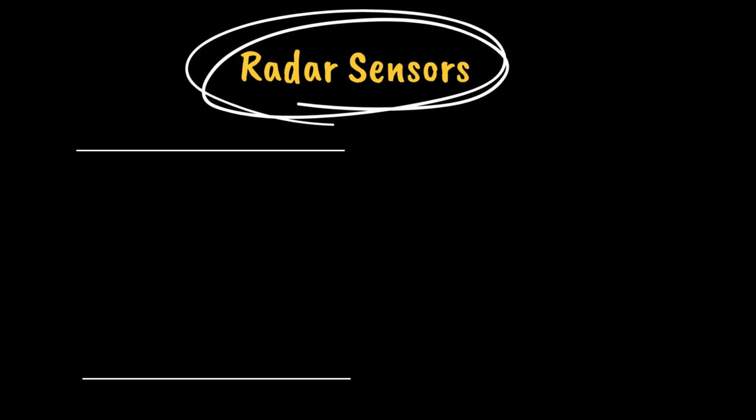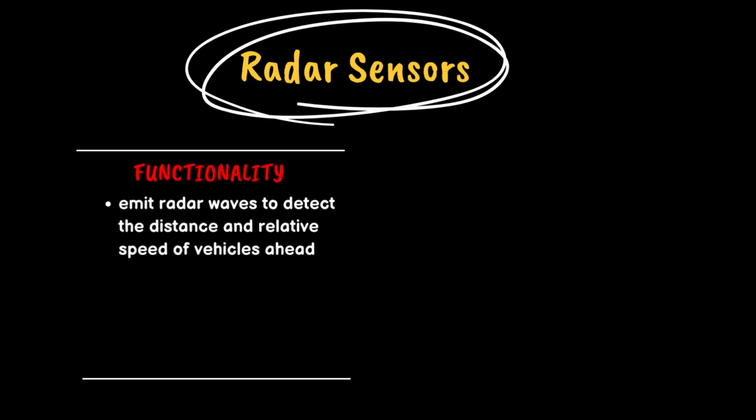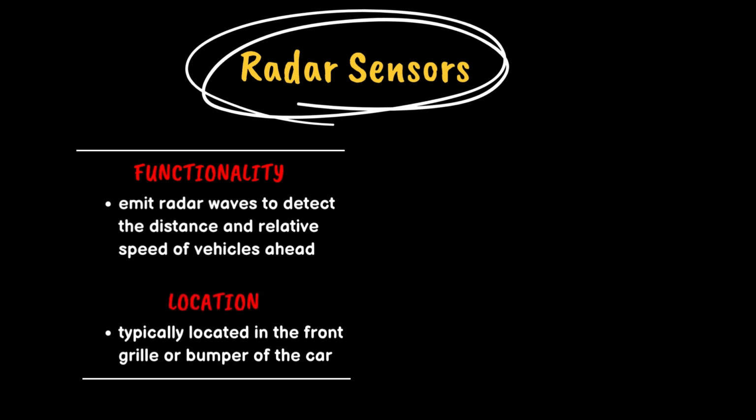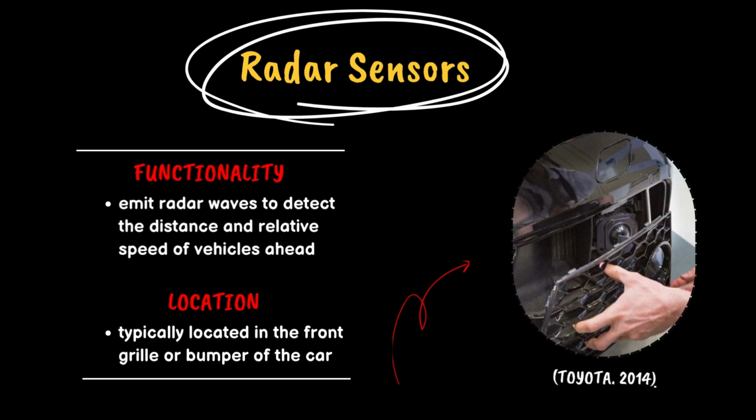The radar sensor continually emits radar waves to detect the distance and relative speed of the vehicle ahead. It collects data on how far the vehicle in front is and how fast it moves. Radar sensors are usually located in the front grille or bumper of the car. This positioning allows the sensor to have a clear view of the road ahead, enabling it to effectively monitor the distance and speed of the vehicle.